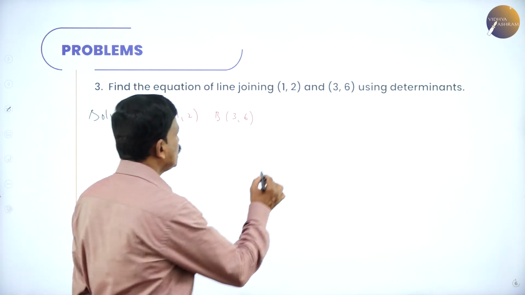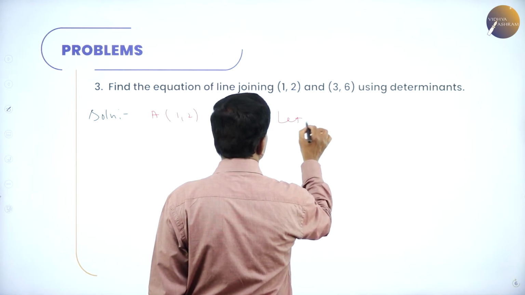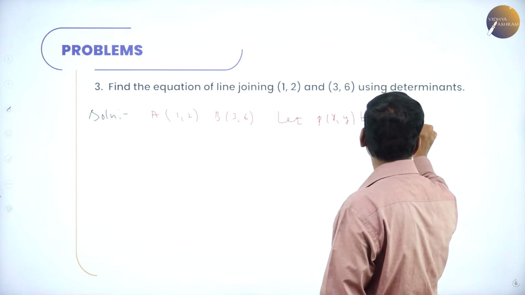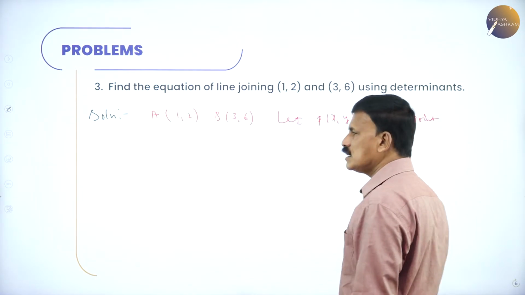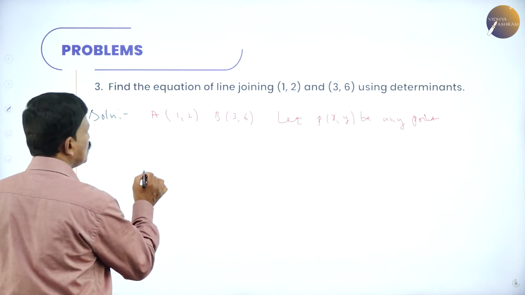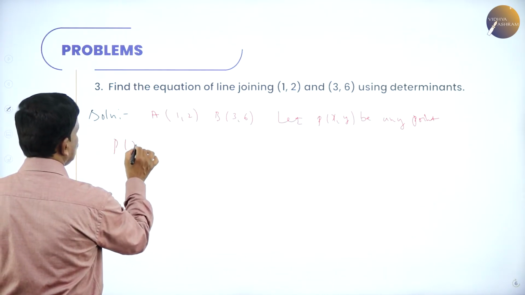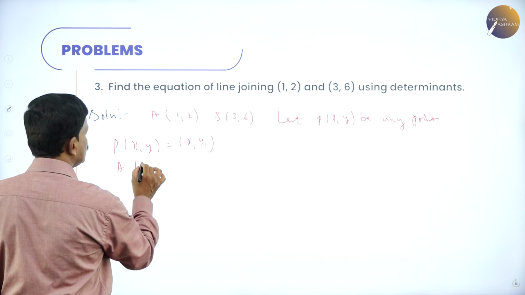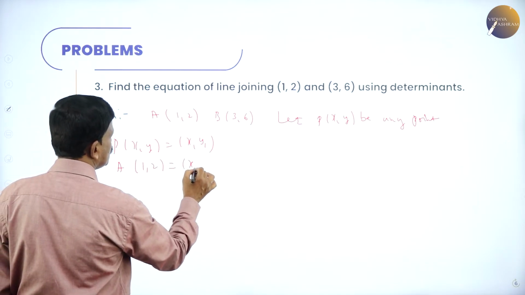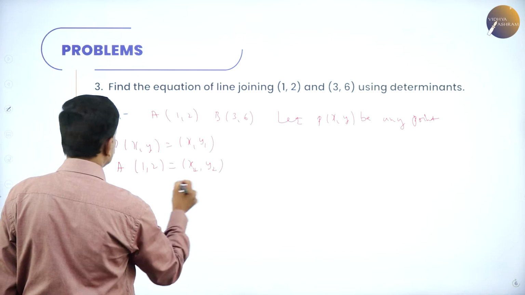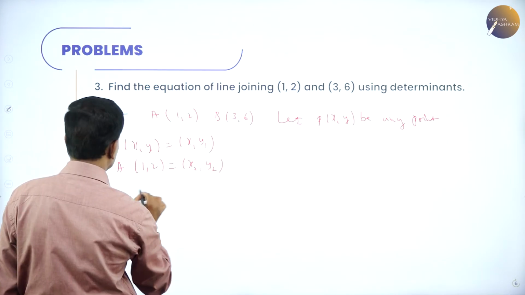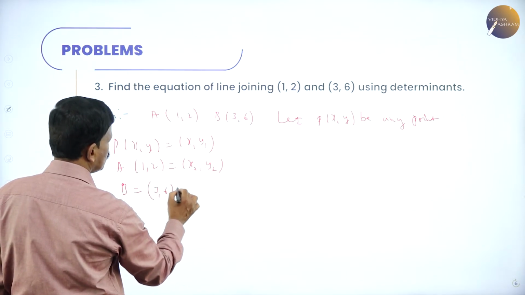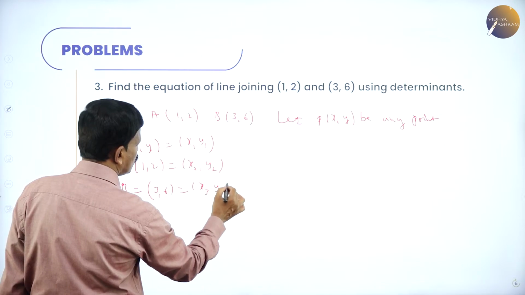So let us consider, let P(x, y) be any point on the line. Therefore P(x, y) is considered as (x1, y1). A is (1, 2), which is considered as (x2, y2). B is (3, c), which is (x3, y3).